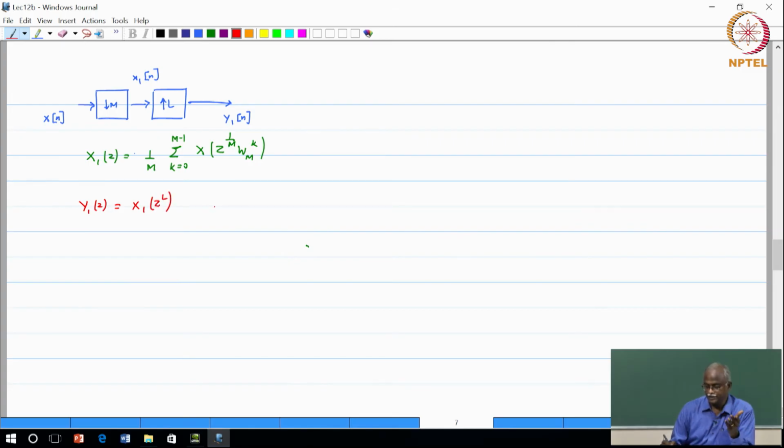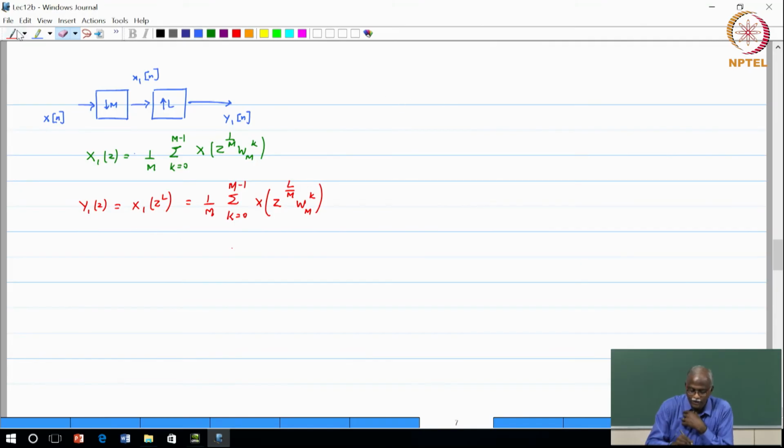Okay, I already have an expression for X1 of z. So if I want to treat the new variable as z power L, wherever there is z, I replace it with z power L. So this will come out to be 1 over M scale factor summation k equal to 0 to M minus 1, X of z power L over M, W_M^k. Please be sure there is no confusion with respect to how we have obtained the expression.